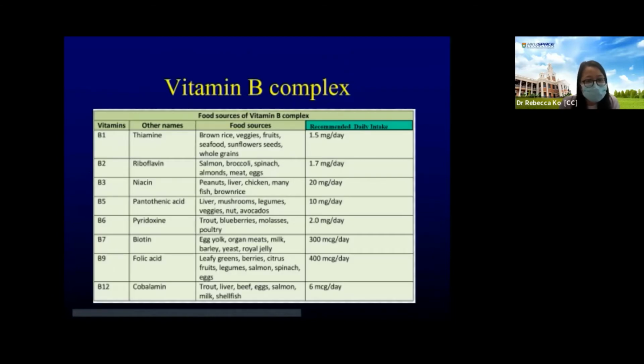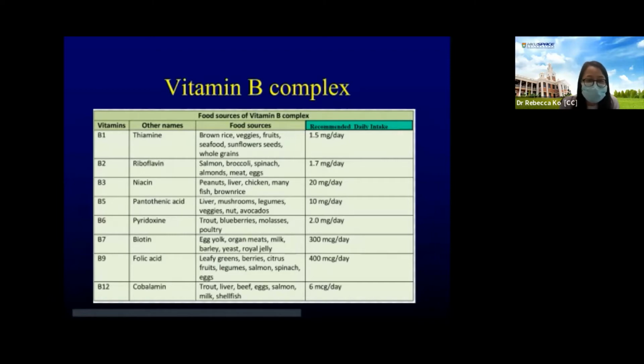Here, this table lists out the vitamin B complex: vitamin B1, 2, 3, 5, 6, 7, 9, and 12. And they have their compound names. Thiamine, that is B1, riboflavin, that's B2, niacin, that's B3, pantothenic acid, that's B5, pyridoxine, that's B6, biotin is B7, folic acid is B9, and cobalamin, that is B12.